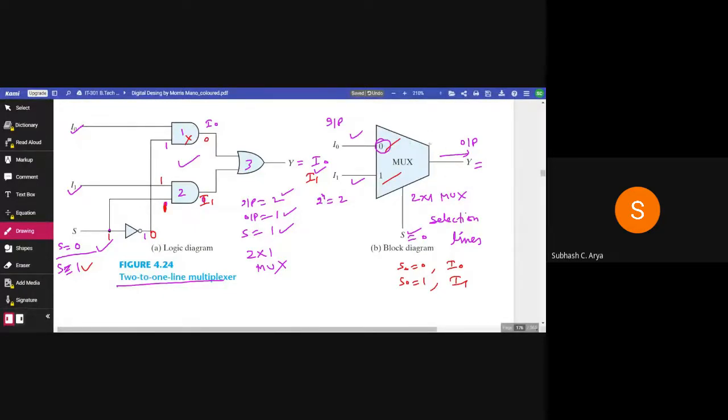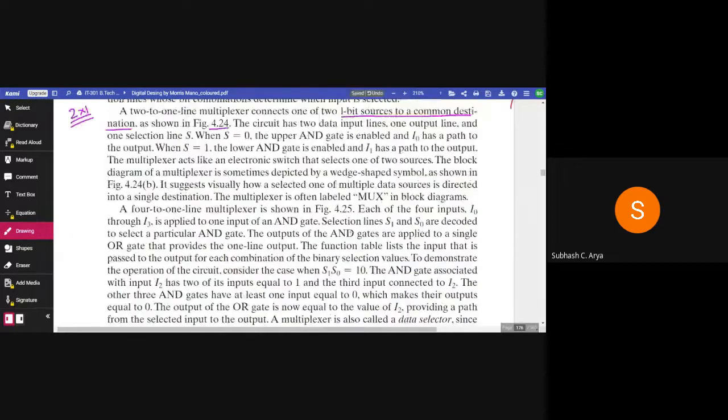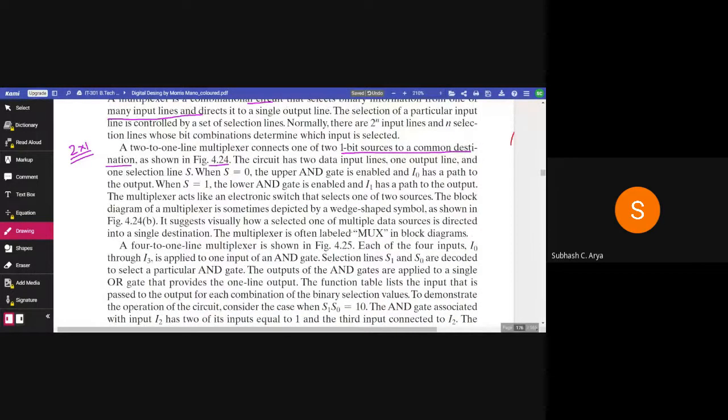So this is the description of the circuit. Let us see, the same thing is written here. The circuit has two data input lines. We have seen this I0 and I1. One output line, that is the Y, and one selection line, that is the S. When S is equal to 0, the upper AND gate is enabled and I0 has a path to the output. When S is equal to 1, the lower AND gate is enabled and I1 has a path to the output. The multiplexer acts like an electronic switch that selects one of the two sources.